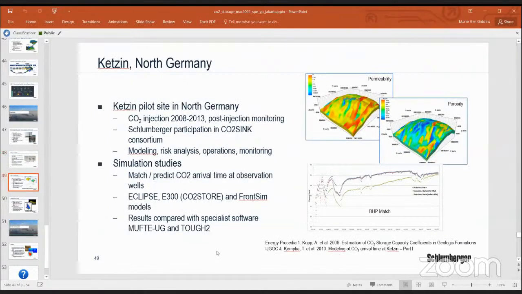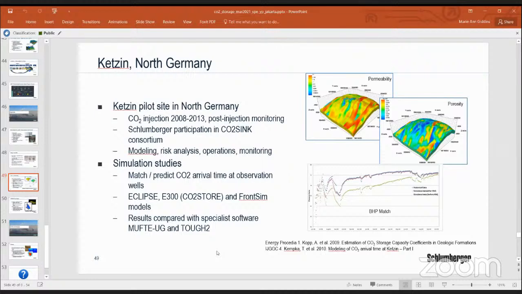Another early pilot, which got some useful data, not only for understanding CO2, but for understanding simulation, was the Ketzin pilot in North Germany, where CO2 was injected from 2008 to 2013. And since then, they've been monitoring what happened after the injection. So Schlumberger participated in the CO2 Sync consortium, which operated this pilot. We took part in modelling, risk analysis, operations and monitoring.